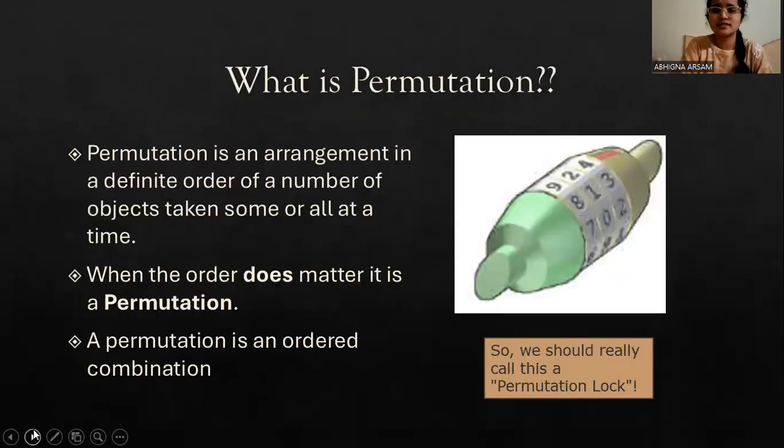So now let us discuss what is permutation. A permutation is an arrangement of objects in a specific order, which is used to calculate the number of possible outcomes when order matters. Permutation is an ordered combination.